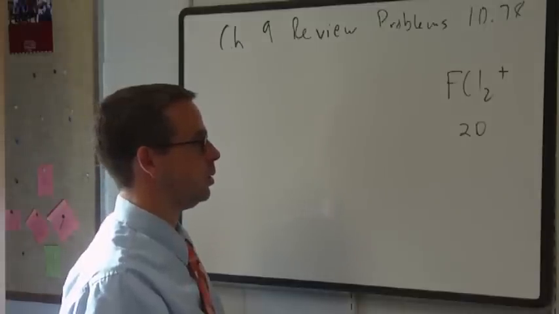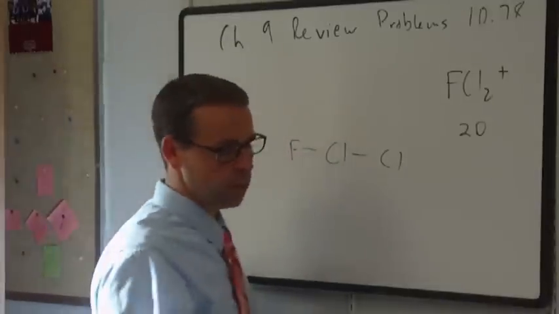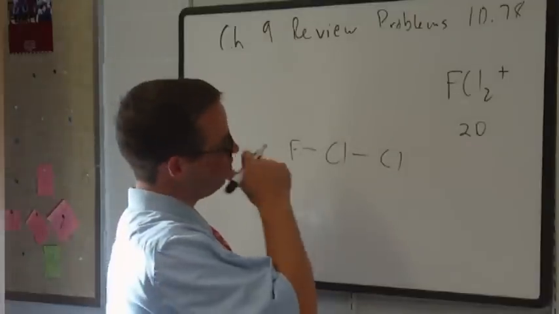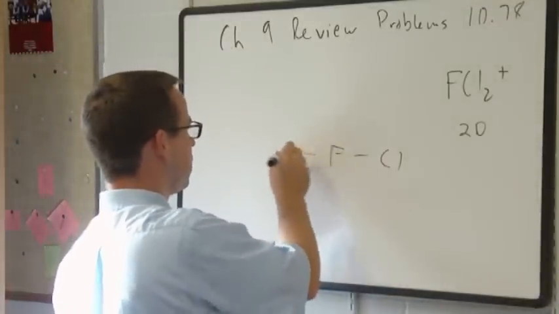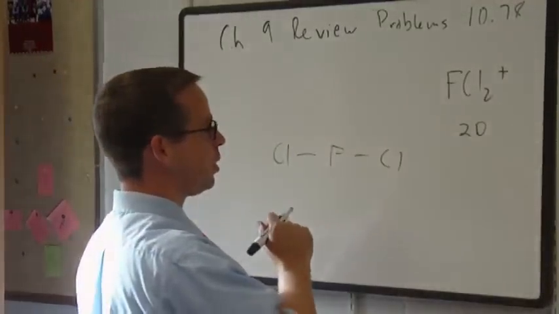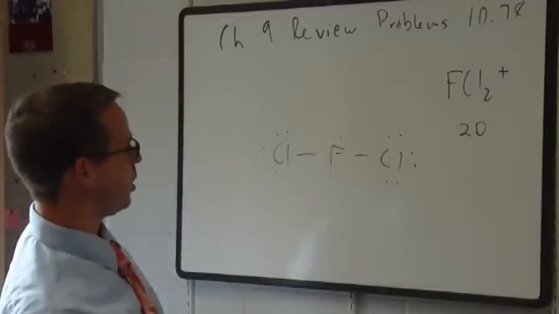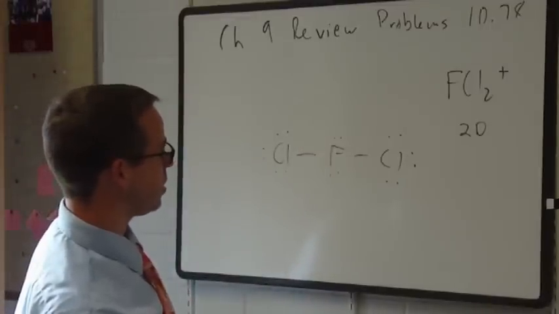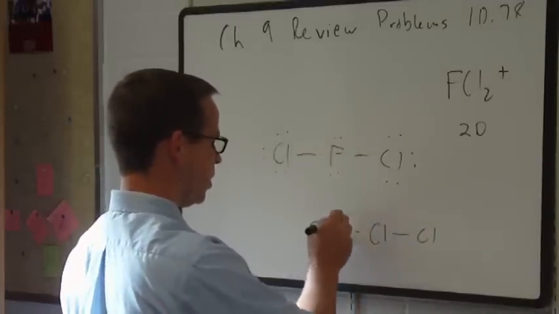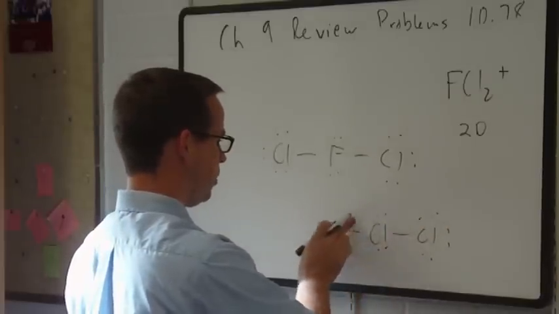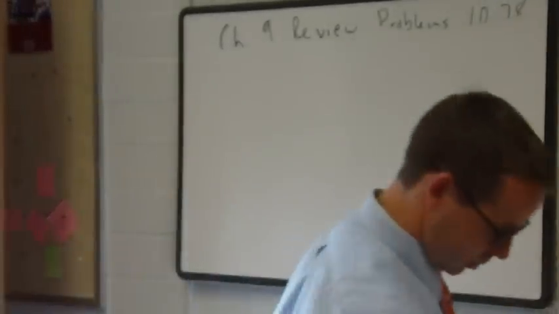FCl2+. I am not positive, but I would say that the chlorine is the central atom, because chlorine is less electronegative. And then we have something like this. 20 electrons: 1, 2, 3, up to 19, 20. So that's probably what it is right there, and that would be a bent molecule. If we had chlorine in the middle, and chlorine and fluorine on the outside, with 20 electrons, it would still be a bent molecule. So, just predicting the shape, the answer is bent.